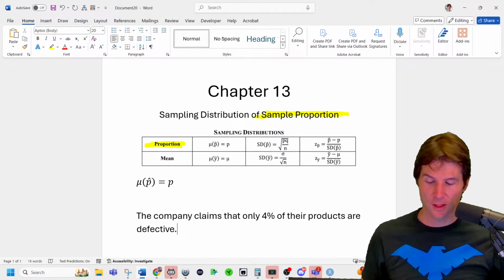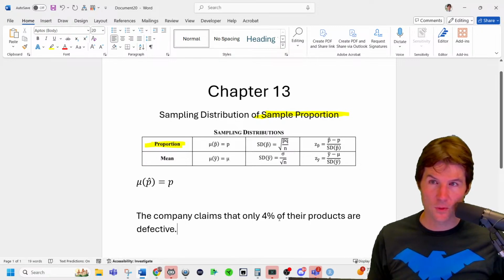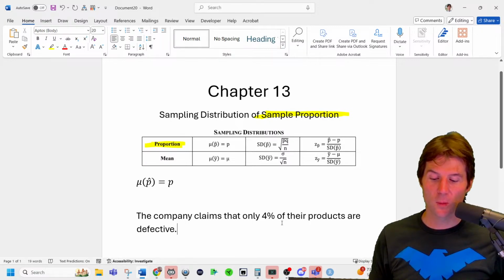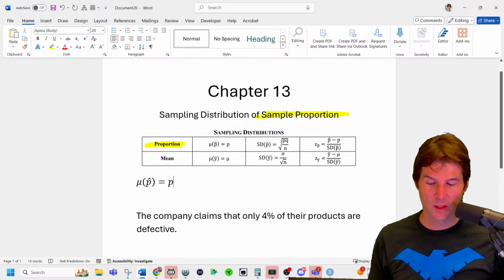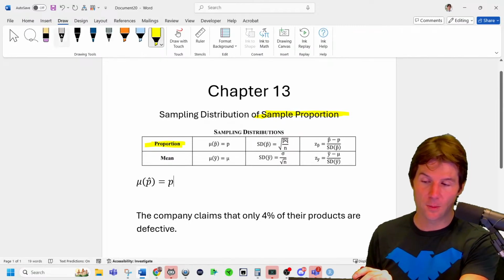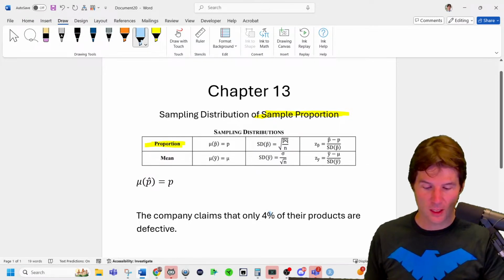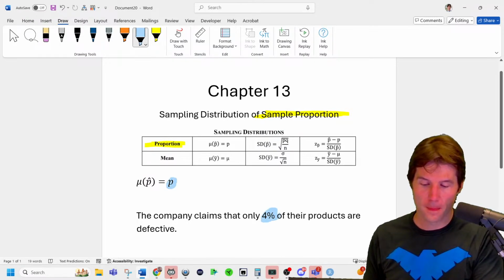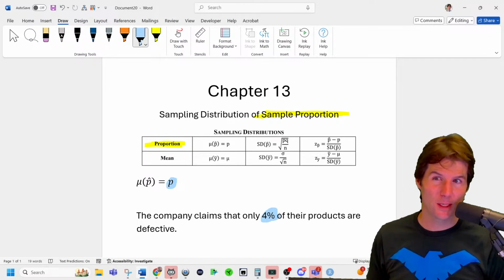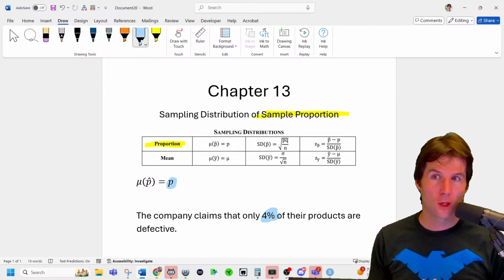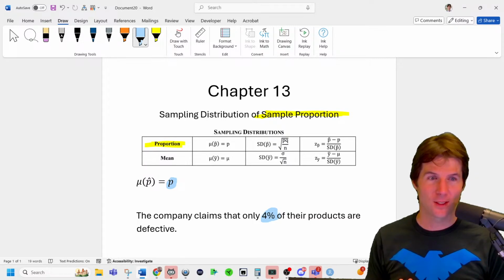So look at this. The company claims that 4% of their products are defective. Does everyone see this? So they're claiming a truth. What the company claims is p. So what mu p hat reads is, if you took a what, you would expect to see what?